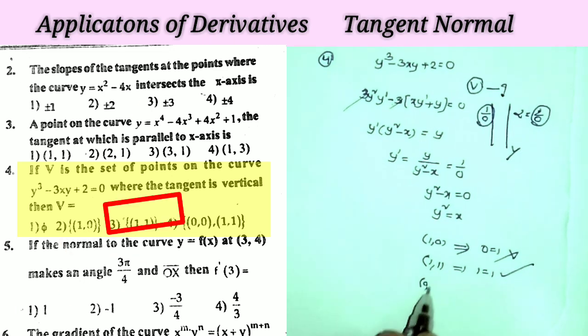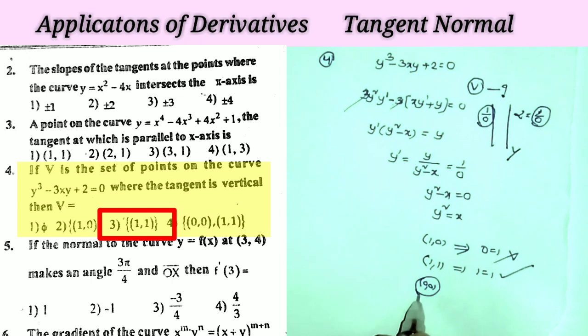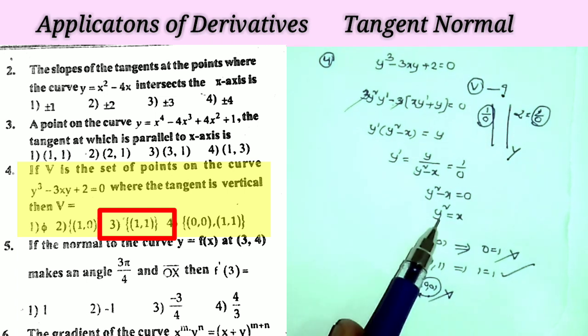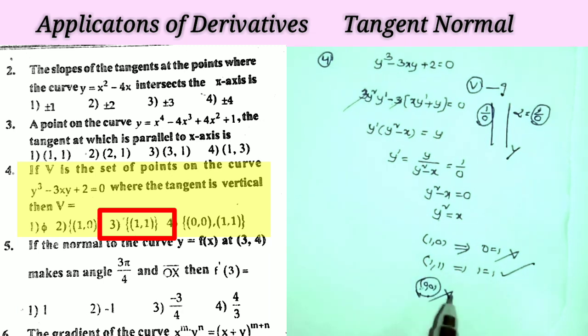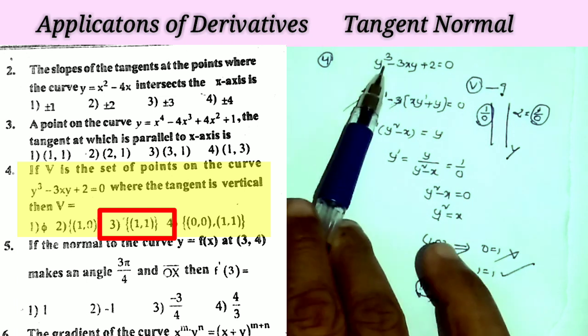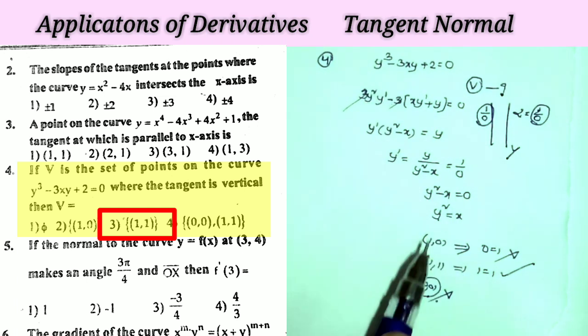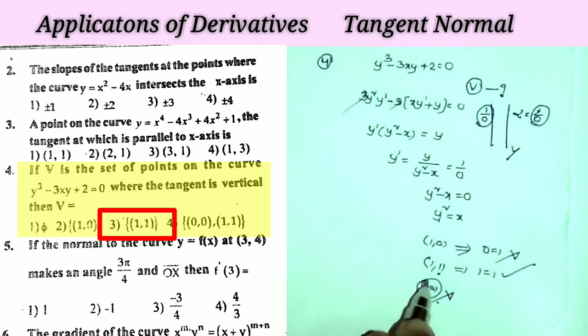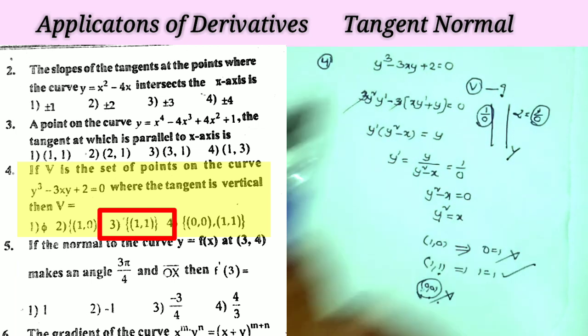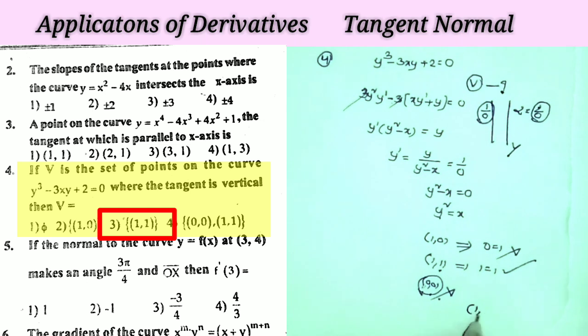Of course 0, 0 also satisfies the given equation, but this is not a point on the curve. So we don't take this value. 0, 0 satisfies this equation, but it is not a point on the given curve. It does not satisfy the given curve. So this is not the correct answer. Here we have to take the point which satisfies both of the equations. That is, we take only the 1, 1 point. Since the 1, 1 point satisfies this equation and the first equation also, 1 minus 3 plus 2. So the answer is only 1, 1, and that is the third option.